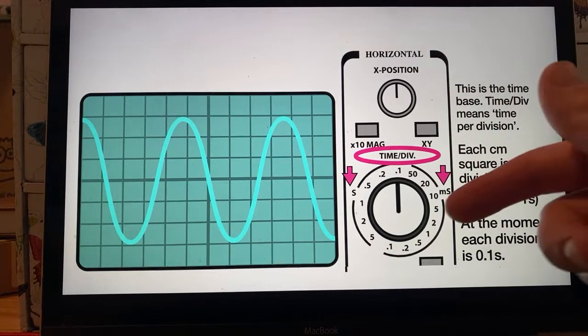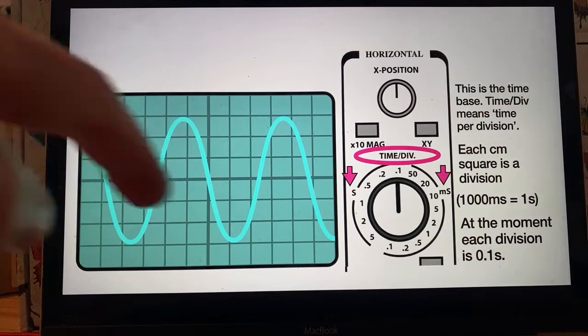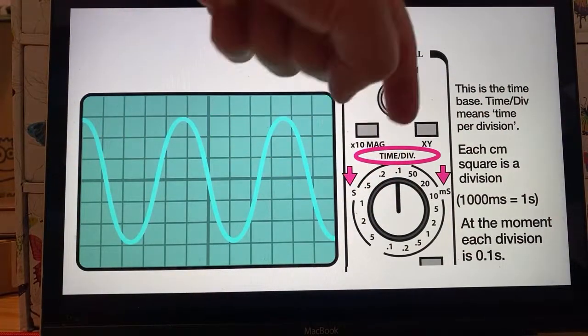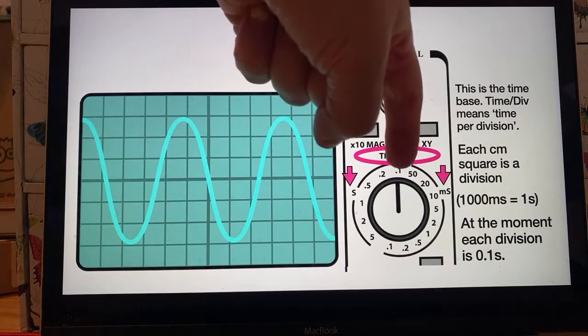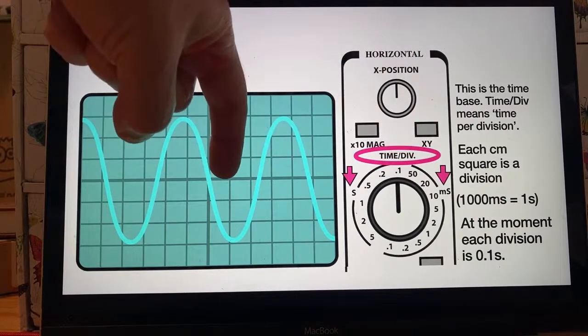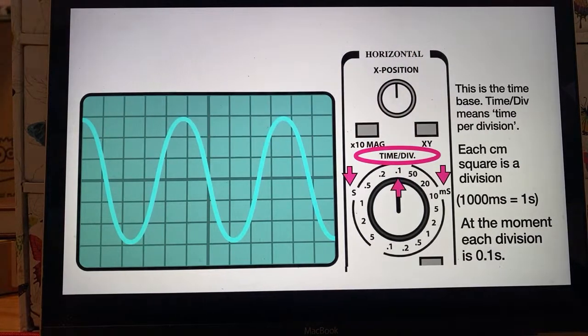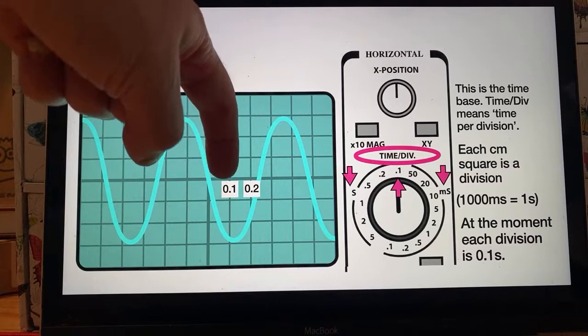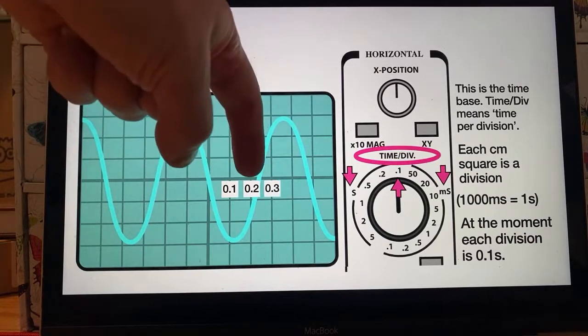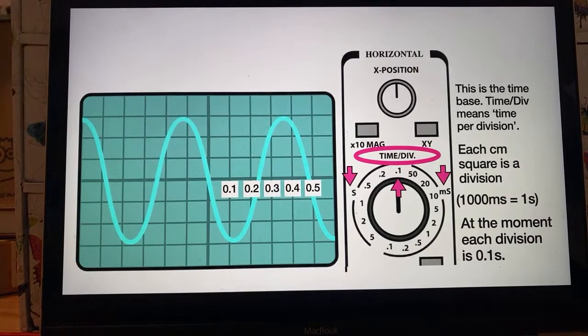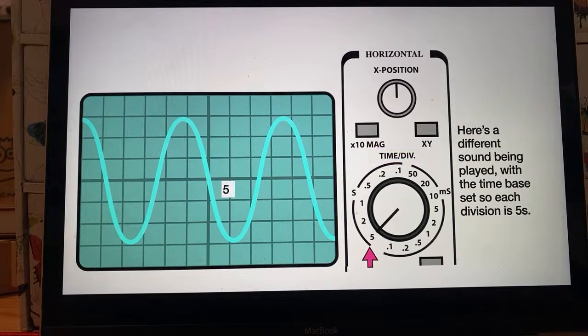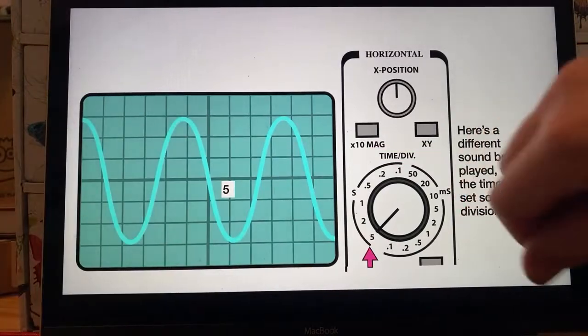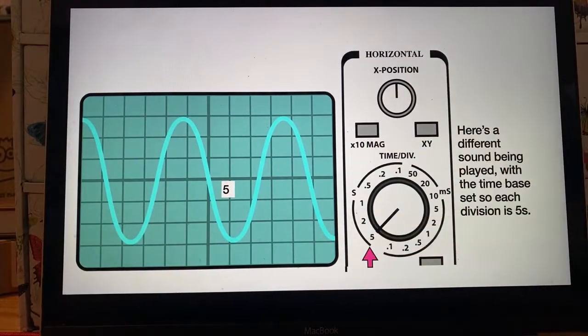So at the moment, it's pointing straight upwards, and it's telling us that the amount of time per division is 0.1 seconds. Each division here is 0.1 seconds. So they won't actually write this on, but you can imagine that each one of these divisions, if this is 0 in the middle, is 0.1. So it's just like any graph. It goes 0.1 seconds, 0.2 seconds, 0.3 seconds, and so on. If you then turn the knob to 5 seconds per division, then it's just the same thing.